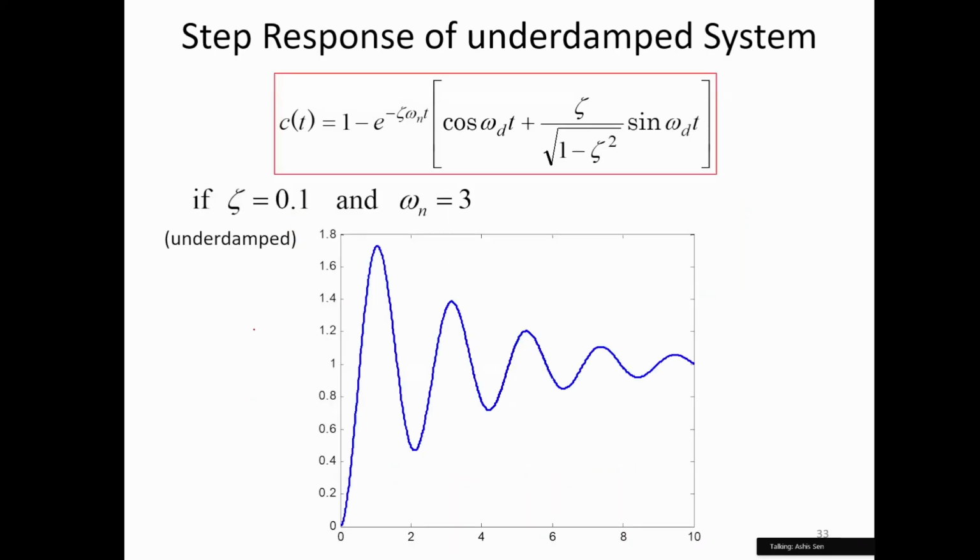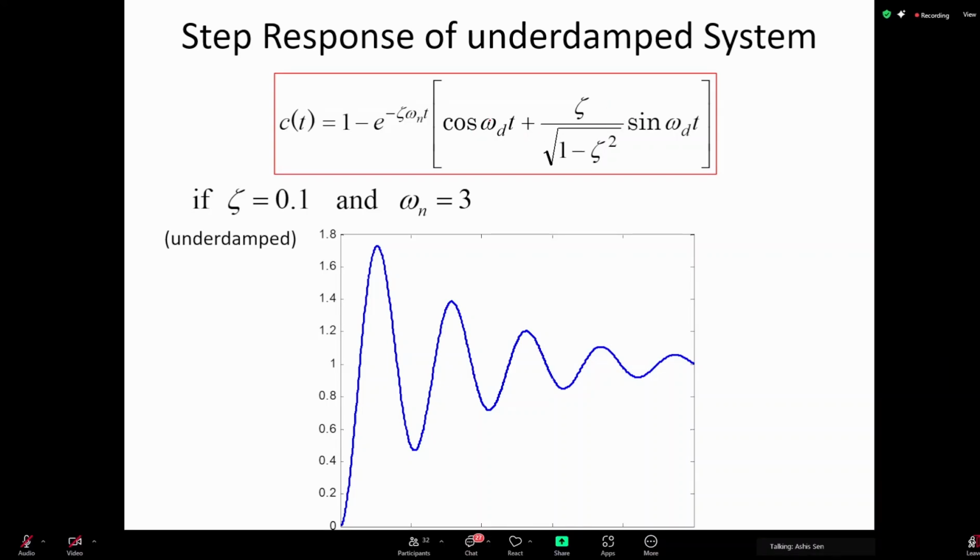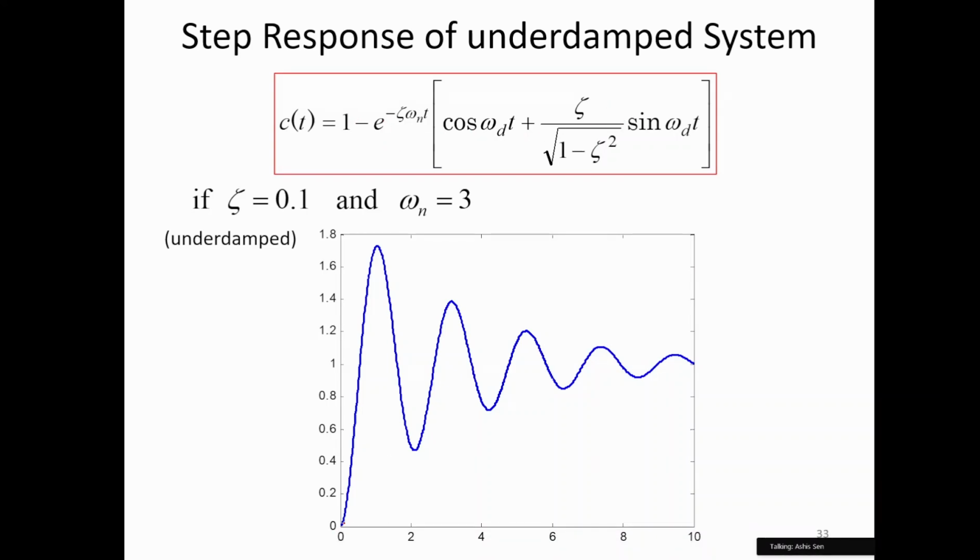Now when zeta is non-zero but has a value between 0 and 1, let's say you take a zeta of 0.1 and omega n as 3, and with these inputs, you plot. The x-axis is time, the y-axis is your response, c of t. So initially, when time t equals 0, this is 0, because at t equal to 0 this will be 1, so 1 minus 1 becomes 0.